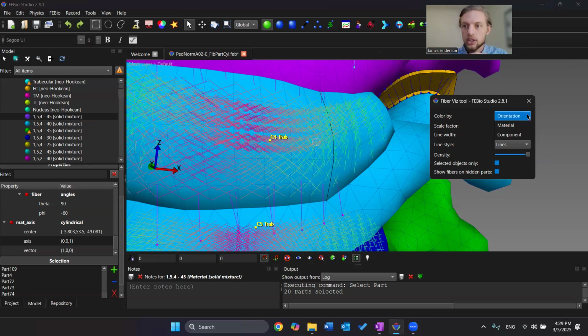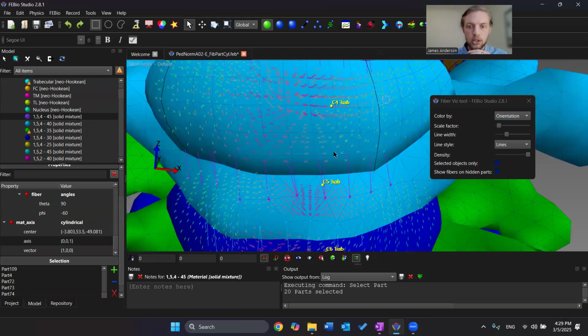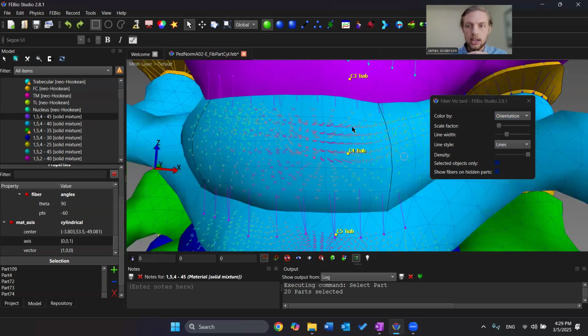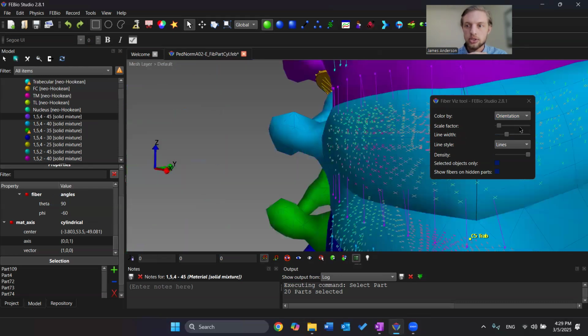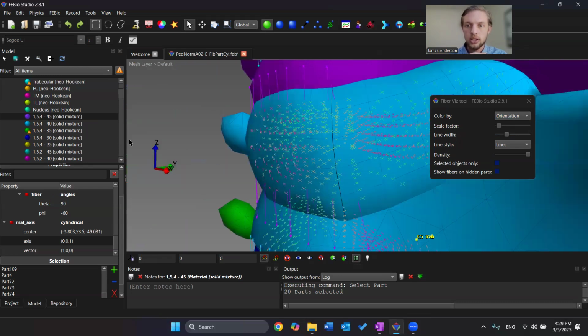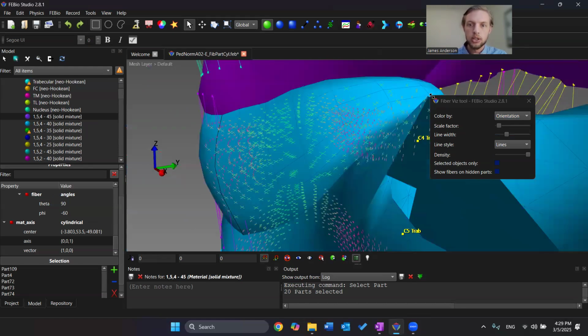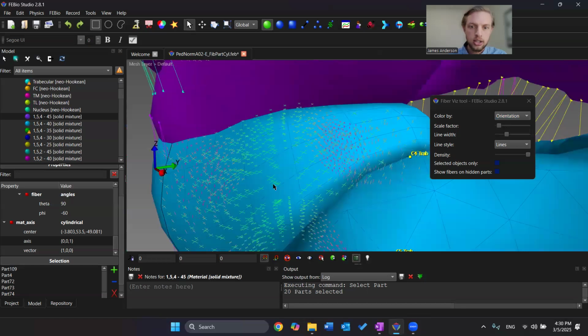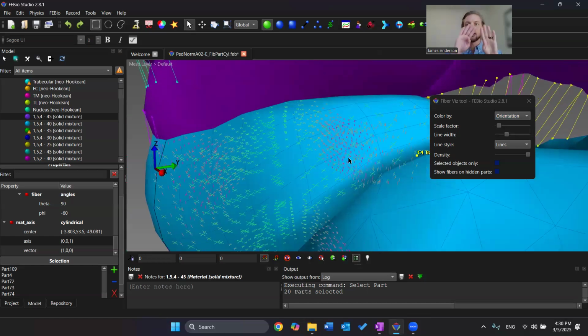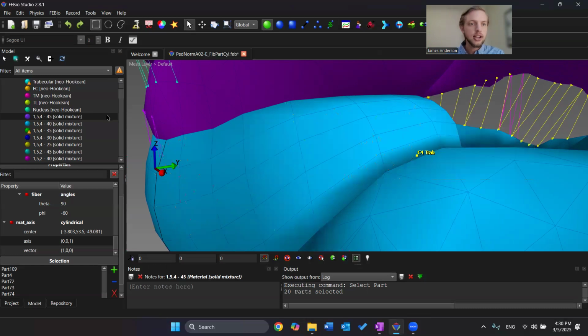We can change the way we look at this. Scale factor changes how long they are. Maybe right there is kind of nice for how we are looking at it right now. We can see that the cylindrical definition means that even when we look from this angle, when we look dead on, again, they are X shaped. So that X kind of wraps around the material. All right, so that's that.